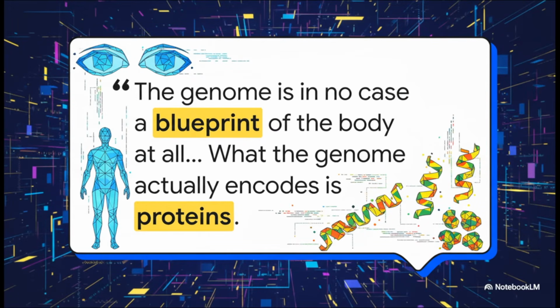Now, the genome is absolutely essential, but all it really does is specify the parts list, the proteins. That's it. It's kind of like a list of all the different types of bricks and screws you can use, but it says absolutely nothing about the building's architecture, nothing about where the walls go, or why you have two eyes and not five.